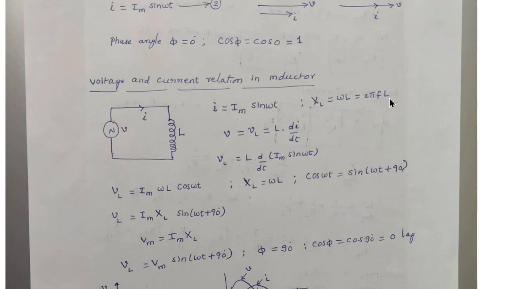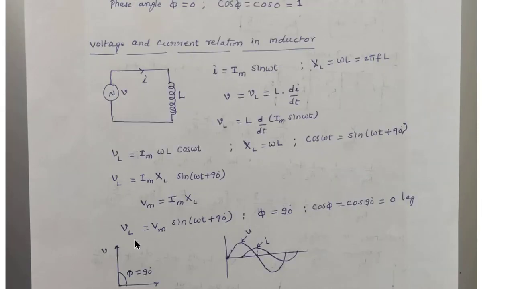So we know what omega L is, that is defined as XL, or X also we can write. And we can also write cos omega t as sin(omega t plus 90 degrees). So writing that in this equation, we get VL is equal to Im into XL sin(omega t plus 90 degrees). Then we can also write this Im into XL as Vm, so that we get the voltage equation VL is equal to Vm sin(omega t plus 90 degrees).